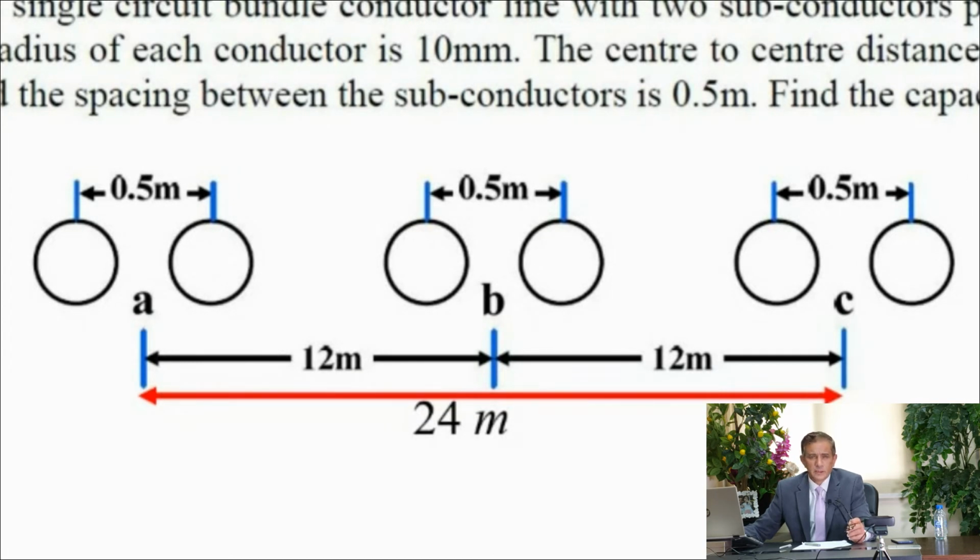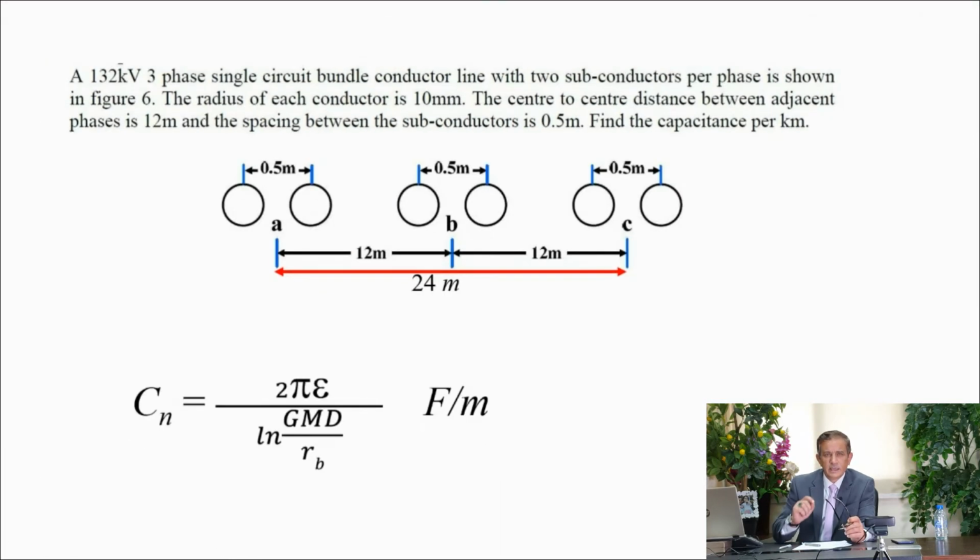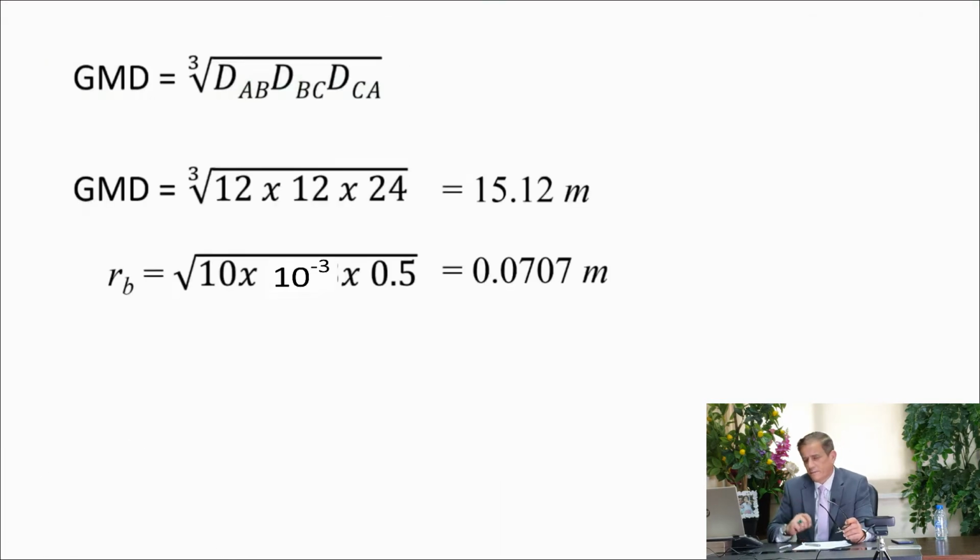So simple. You have two conductors. With the same thing, as we said, we multiply the radius of this one with the distance and the radius of the second one. But because they are identical, as I explained in the previous example, it's simply like r times the distance between them to the square root. So 10 times 10 to the minus 3, this is the radius 10 millimeter times 10 to the minus 3 to get it in meter, multiplied by the 0.5 distance between them.